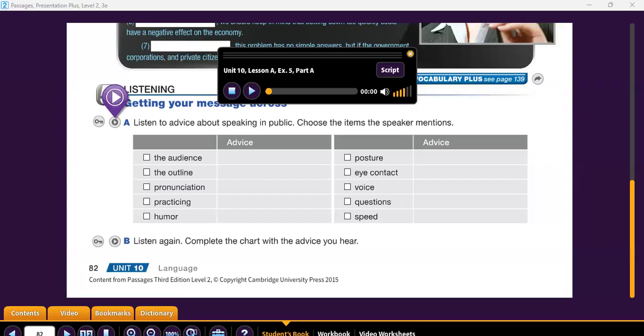Okay. What about practicing? Practicing is very important before your presentation, and you can practice in front of the mirror with a friend, or maybe you can record your voice and then listen to it, and that's it. Yeah, that's a good way of practicing in front of the mirror because you can see yourself, how you see yourself.